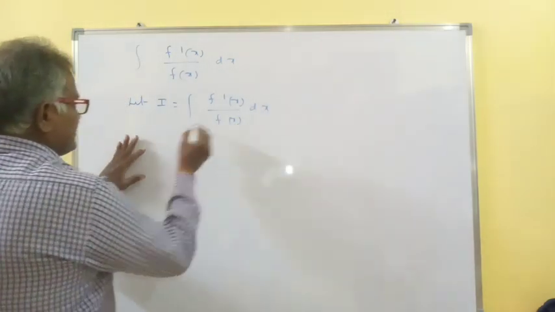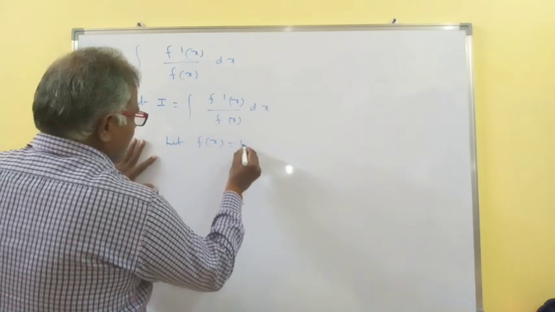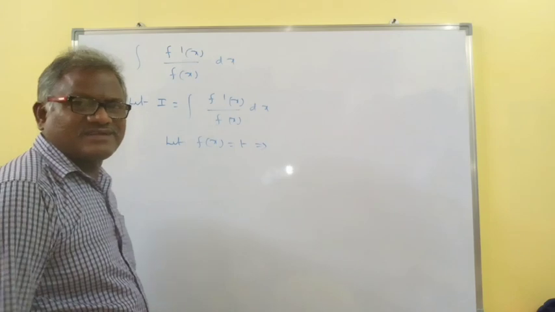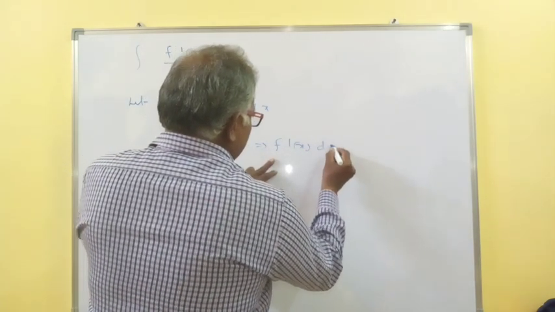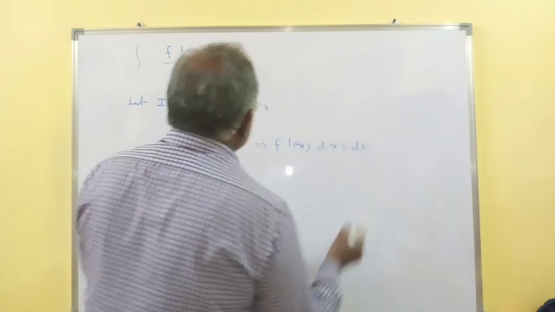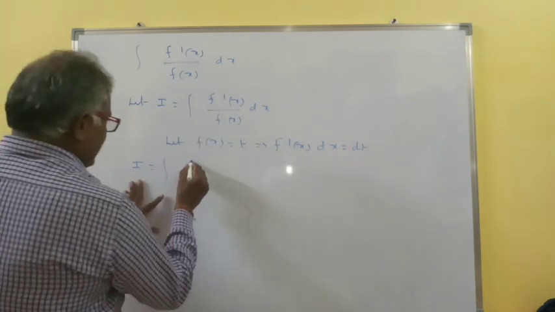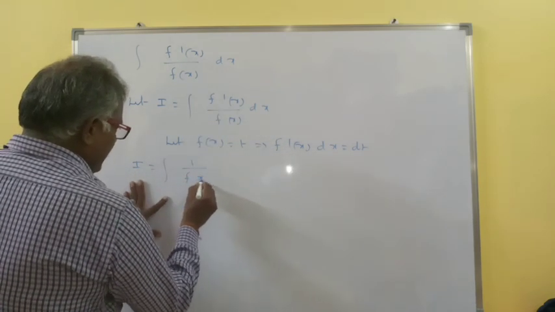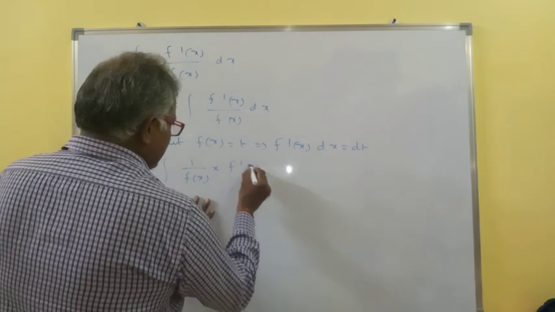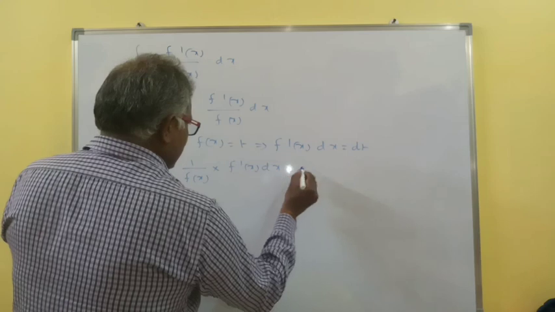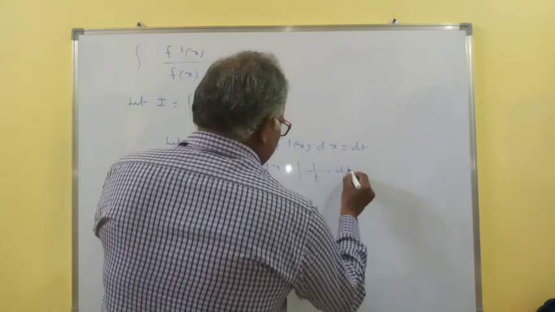Let f of x be equal to t. So differentiate this one, f dash x dx is equal to dt. First of all, you should write I is equal to the given one like this: 1 by f of x into f dash x into dx. So clearly this gives us 1 by t into dt.